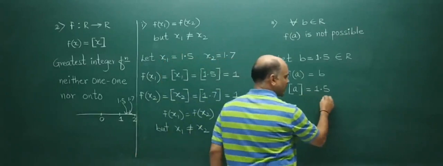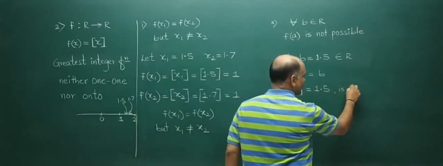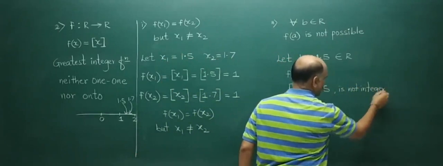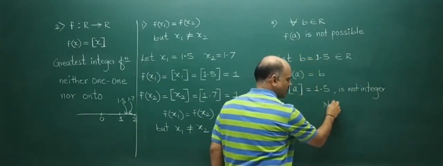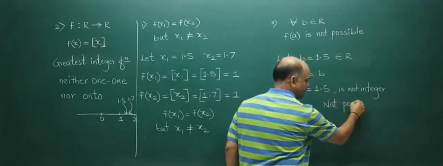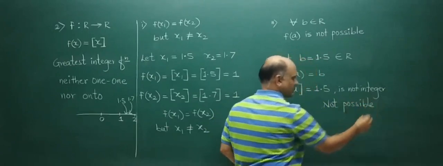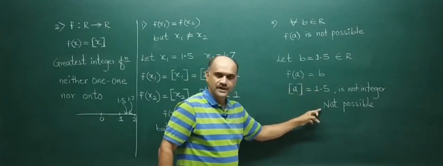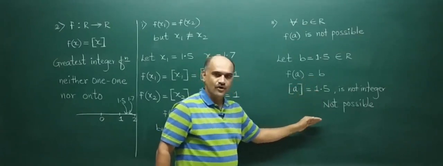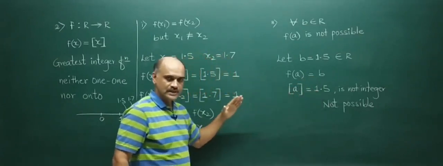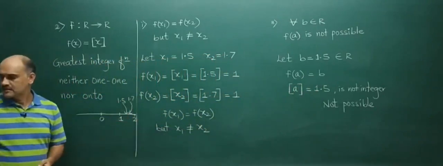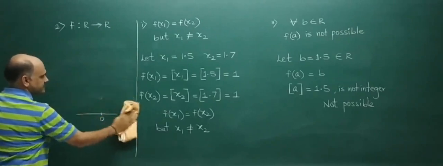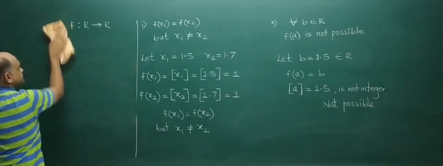So 1.5 is not an integer, so it is not possible. This term will always have an integer value. Therefore, it is not onto. Clear, students? Similarly, the third one you have is f of x, the signum function.